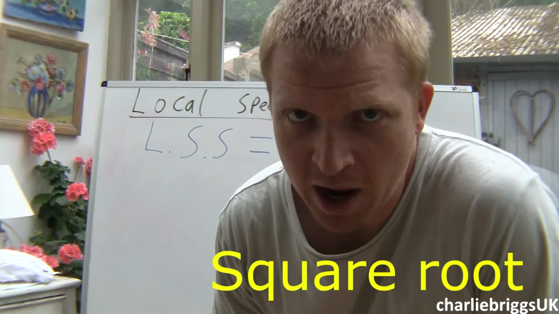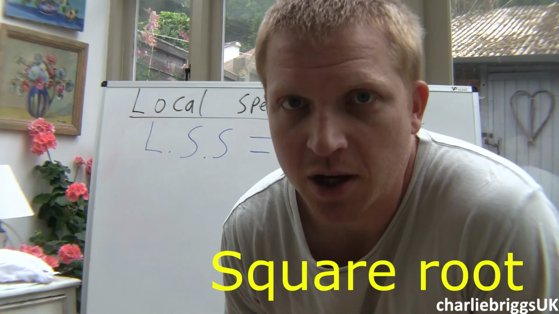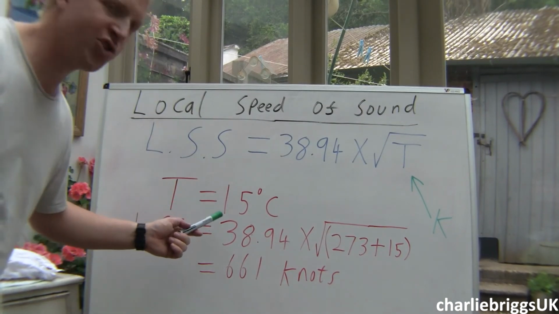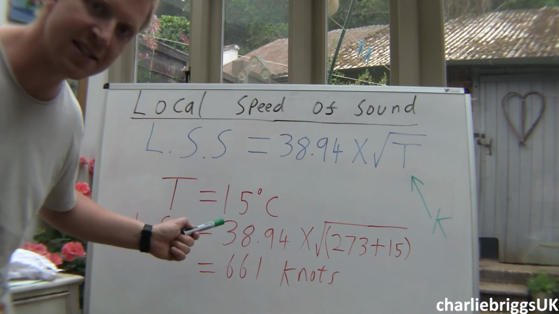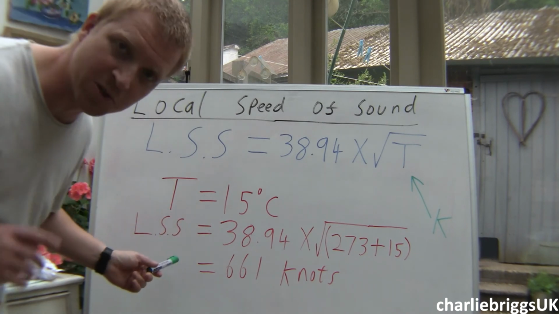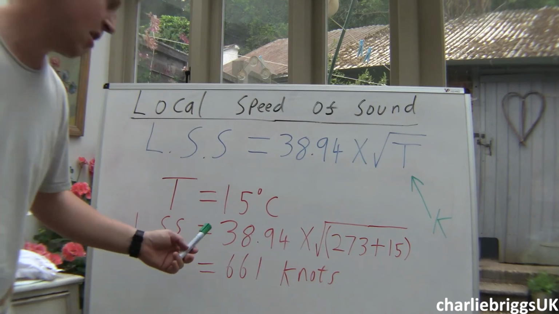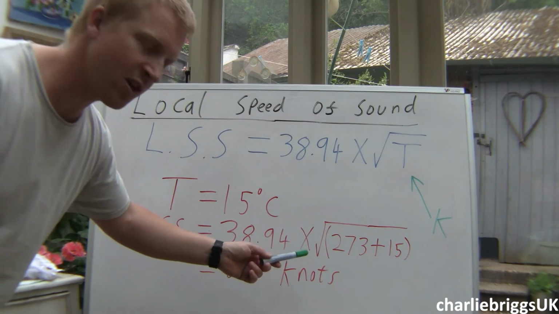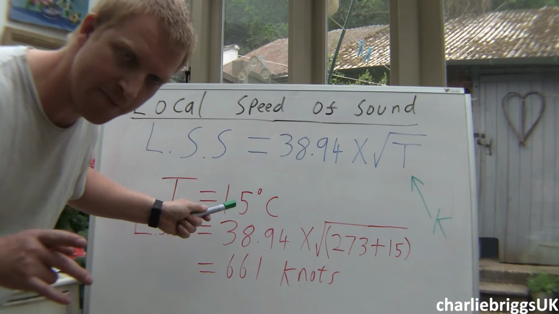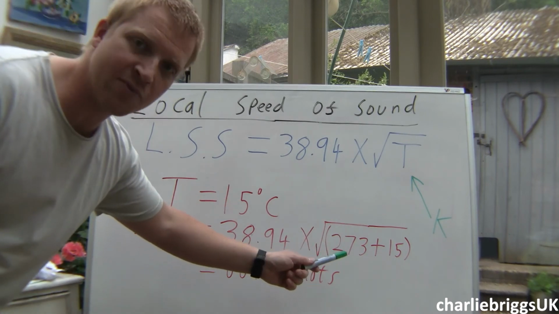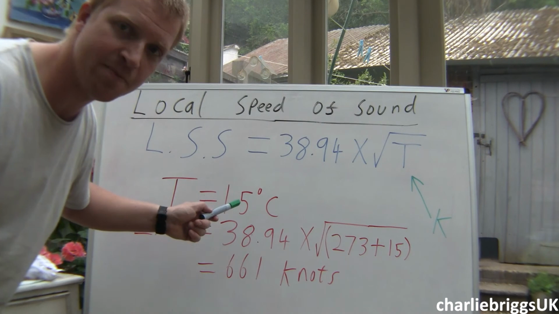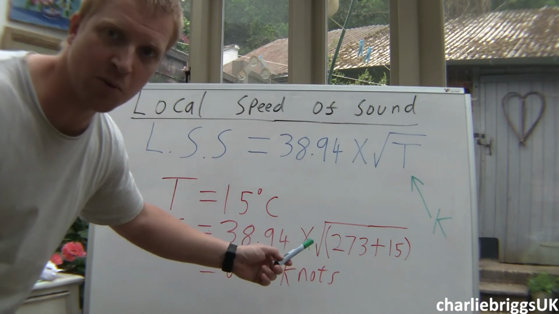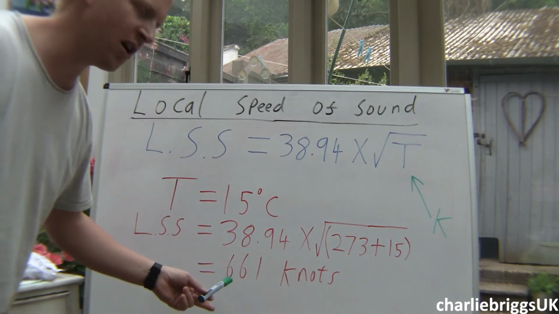Okay, let's pronounce square root. Square root. Okay, let's do an example. The temperature where you are is 15 degrees Celsius. What is the local speed of sound? It is 38.94 multiplied by the square root of the temperature in Kelvin. So 273 plus 15 is 288. So multiplied by the square root of 288 equals 661 knots.